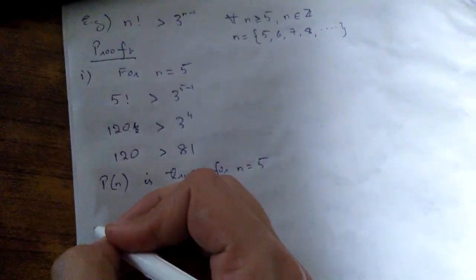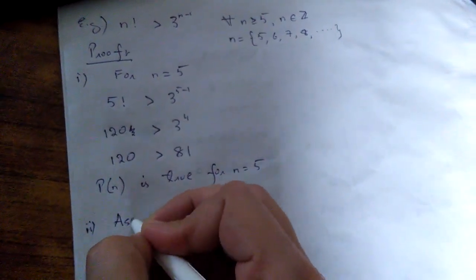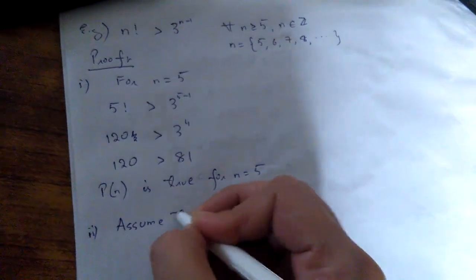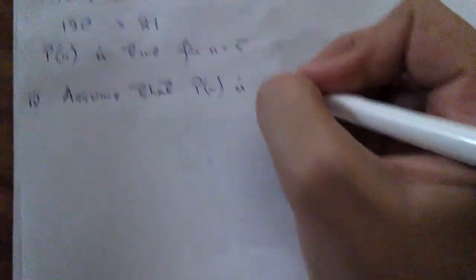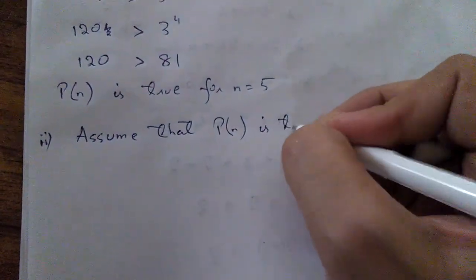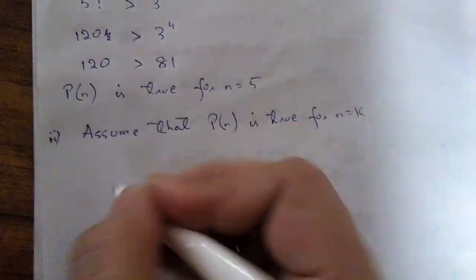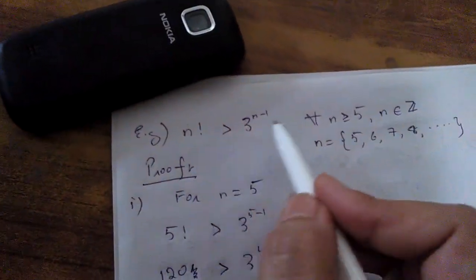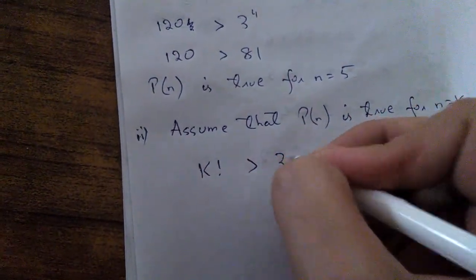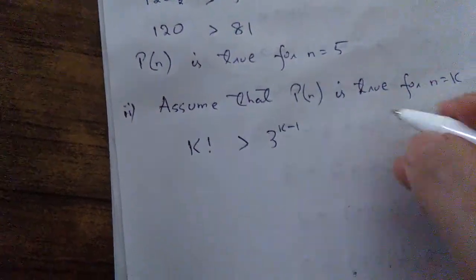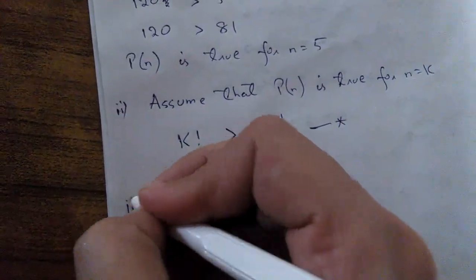Now move ahead to the hypothesis, and we are going to assume that our P of n is true for n equals to k. That is, in place of n, you put k. So it looks like this. Let it be your star equation. Now on the basis of this star equation, you are going to apply your third step.